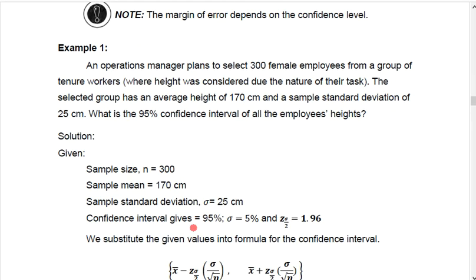Let us have this example. The operations manager plans to select 300 female employees from a group of tenured workers, where height was considered due to the nature of their task. The selected group has an average height of 170 cm and a sample standard deviation of 25 cm. What is the 95% confidence interval of employees' height?